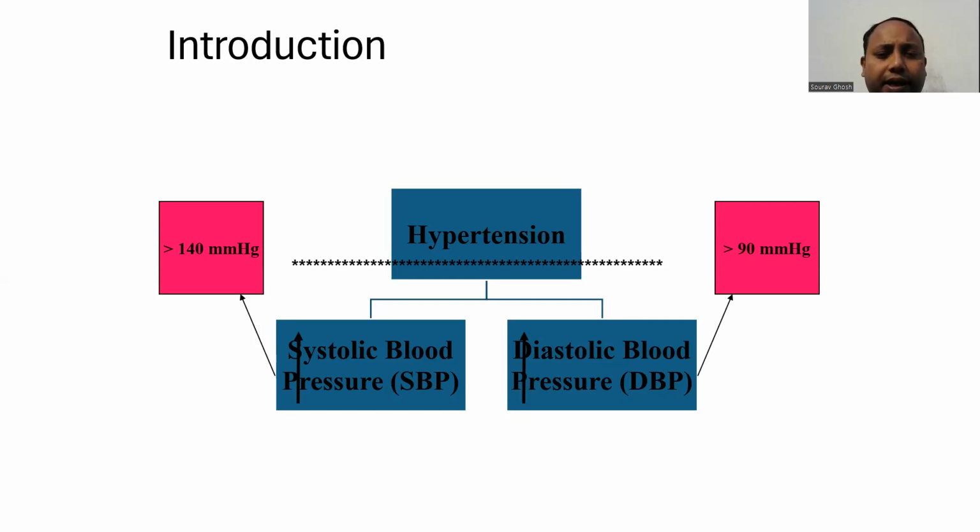Systolic pressure is abbreviated as SBP and diastolic pressure as DBP. As we know, when systolic pressure is as high as 140 mm Hg and diastolic pressure is higher than 90 mm Hg, this is called hypertension.